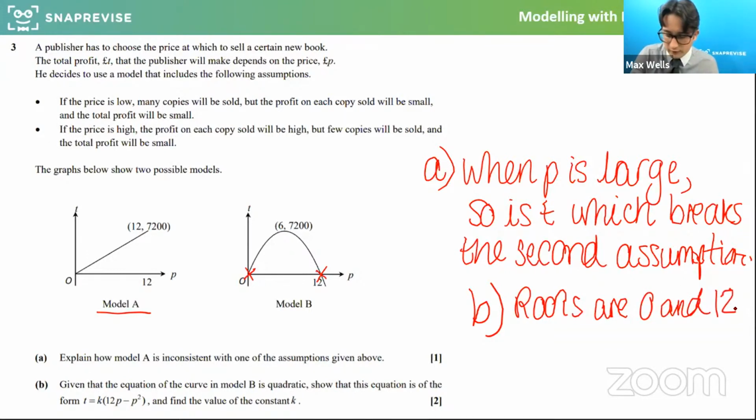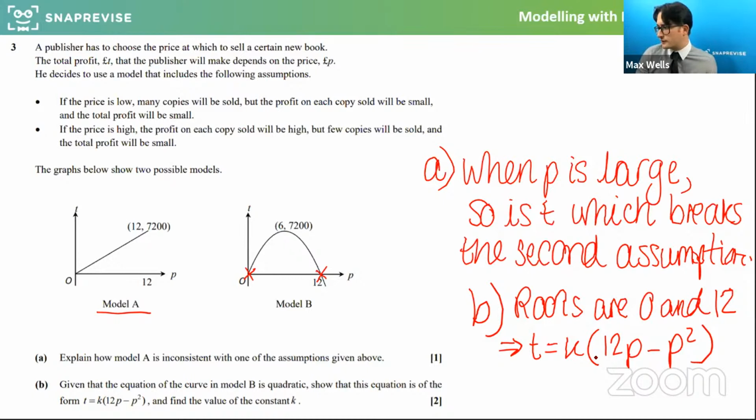So we kind of know how it would factorize. So that's why it would be in the form something, 12p minus p squared, because the factors will be 12 and also p will come out, and that would be the solution of 0. Good.